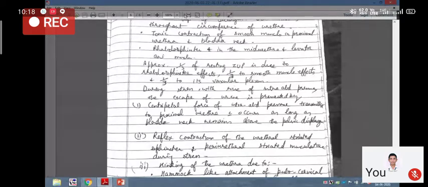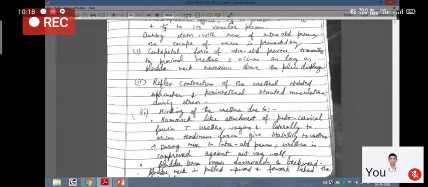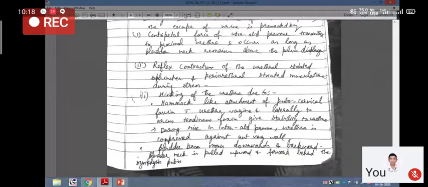Kinking of the urethra is there due to the hammock-like attachment of pubocervical fascia with urethra, vagina, and laterally to the arcus tendineus fascia, giving stability to the urethra. During rise in intra-abdominal pressure, the urethra is compressed against the anterior vaginal wall and the bladder base moves downwards and backwards. The bladder neck is pulled upwards and forwards behind the pubic symphysis.